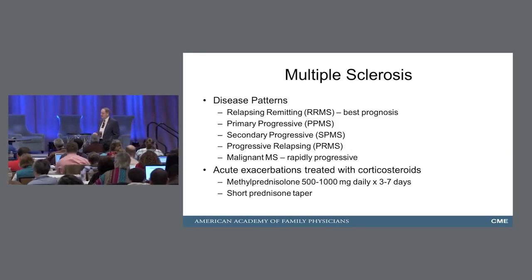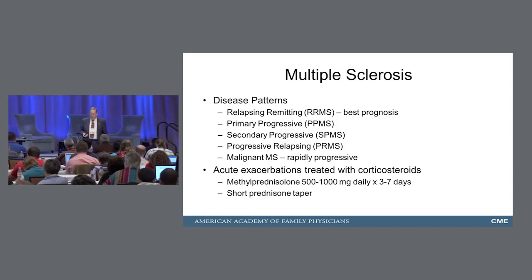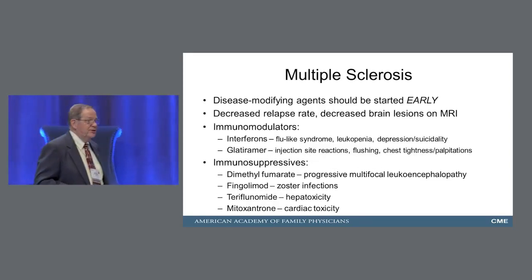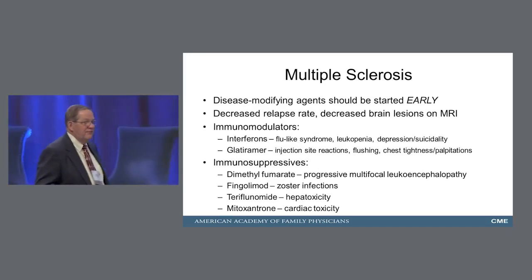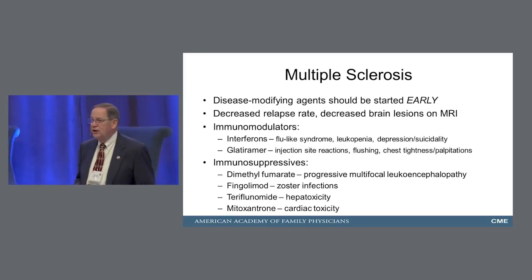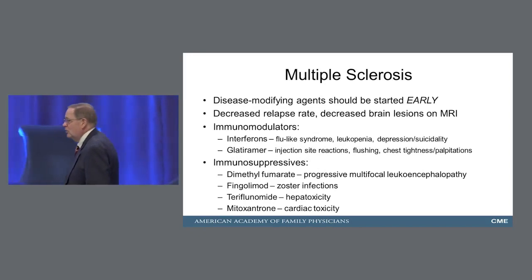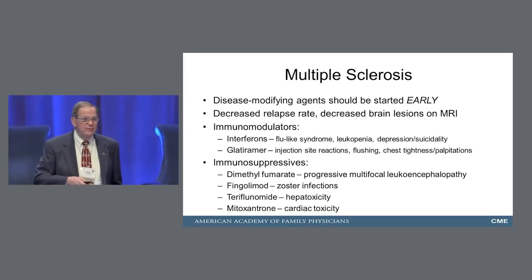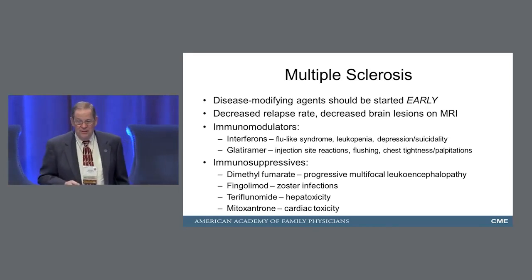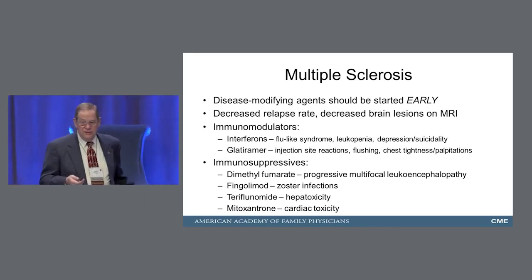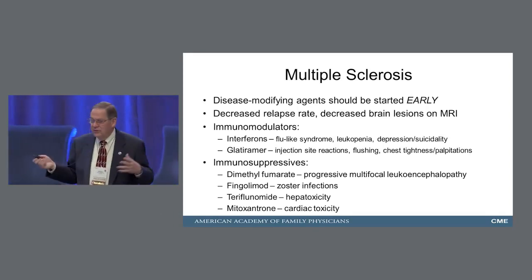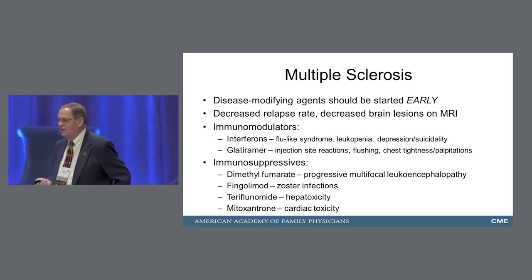Acute exacerbations of MS are treated with methylprednisolone and a short taper. Neurologists now are using disease-modifying drugs a lot earlier in the course of multiple sclerosis, much like rheumatoid arthritis. Get them on the disease-modifying drugs early. The relapse rate is decreased. There are decreased lesions on brain scan compared to those that are not on these disease-modifying drugs.